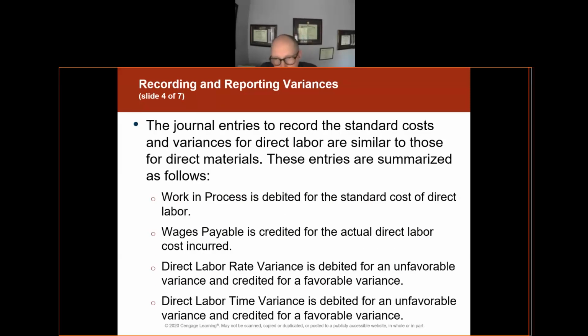Okay, so as you know, at the end of each accounting period, we make journal entries to reflect the changes in the raw materials, work in process, and finished goods, and those are based off of the changes throughout the accounting period.